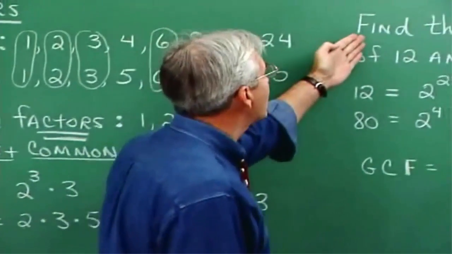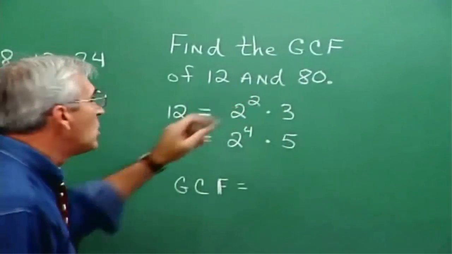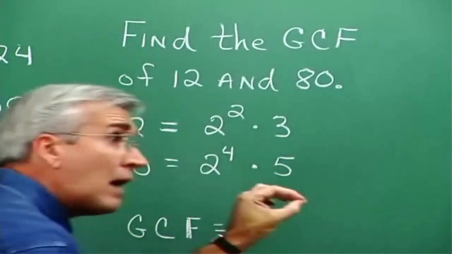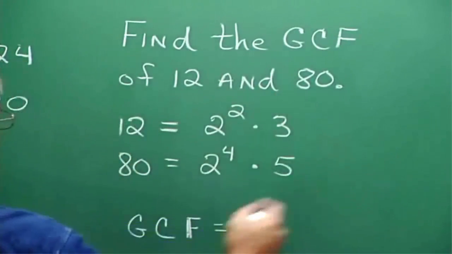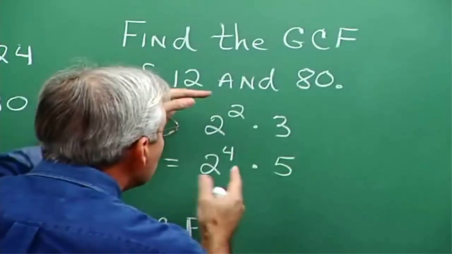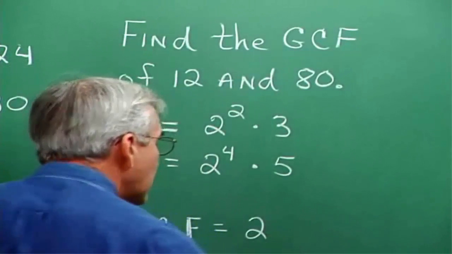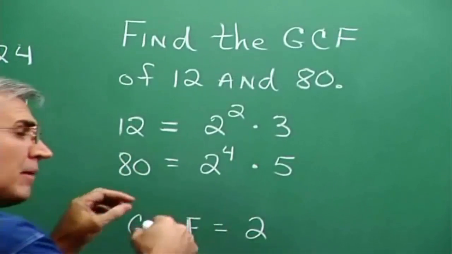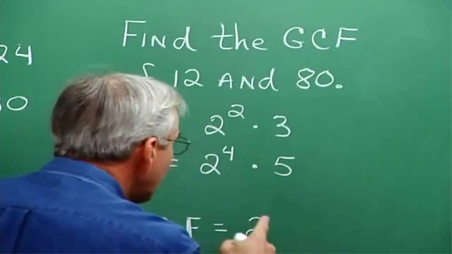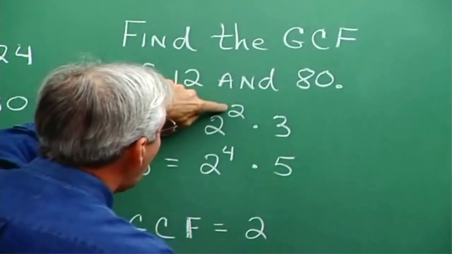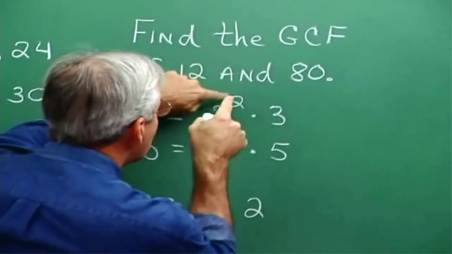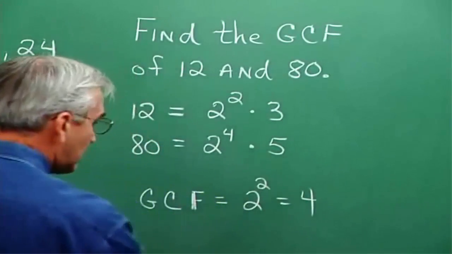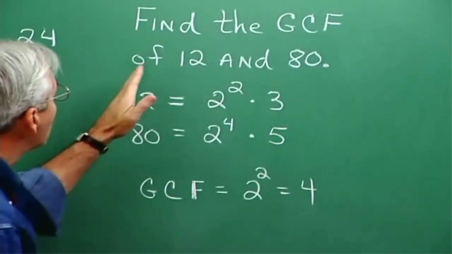Suppose we want to find the greatest common factor of 12 and 80. We look at the 2 prime factorizations, and then we look for common factors. All right, we pick out the factors that these have in common. Well, they both have 2's, and that's it. Now, if 2 is the only factor that they have in common, what exponent do we put on the 2? Well, 2 appears as a factor twice here and 4 times here. We use the smaller of those 2 exponents. So 2 squared, or 4, is the greatest common factor for 12 and 80.